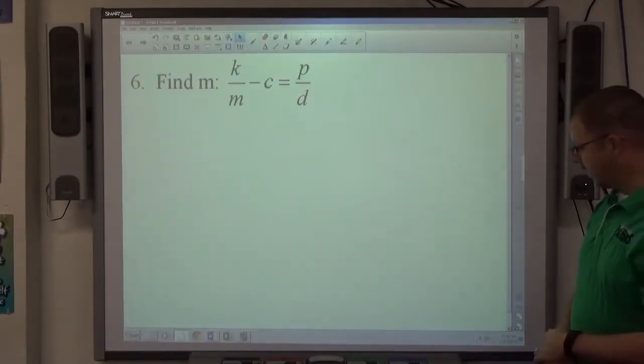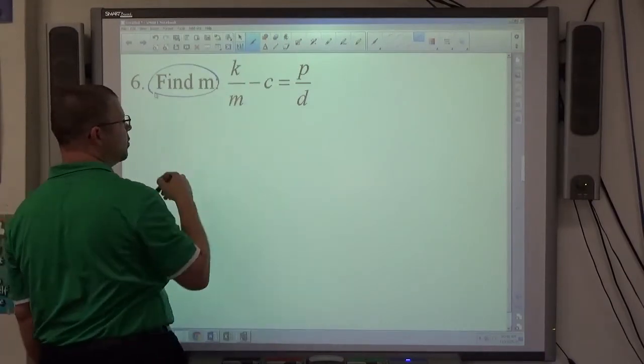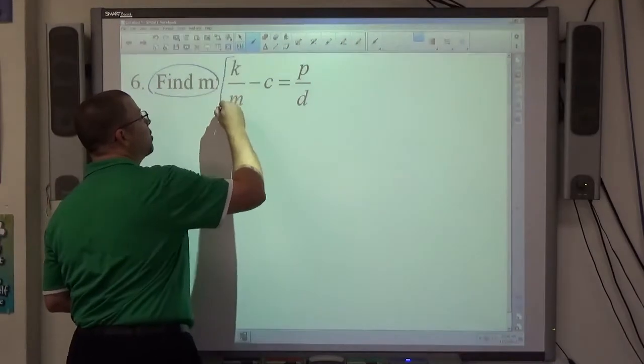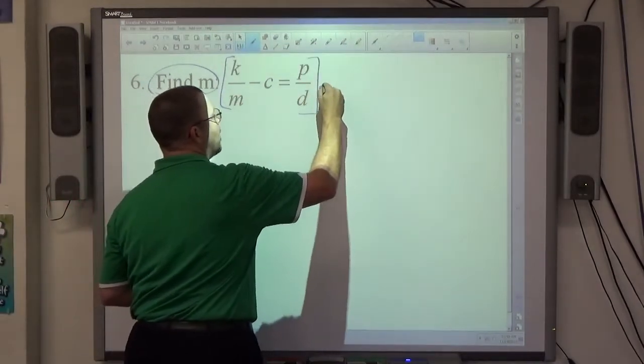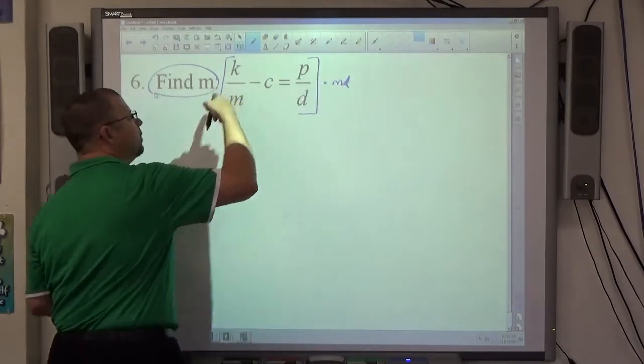Number 6, find m. Okay, anytime it says to find a letter and you got fractions in your problem or parentheses, you want to deal with those things first. I'm going to deal with the fraction issue since that's all I've got. The common denominator is md. So we multiply md times each object.